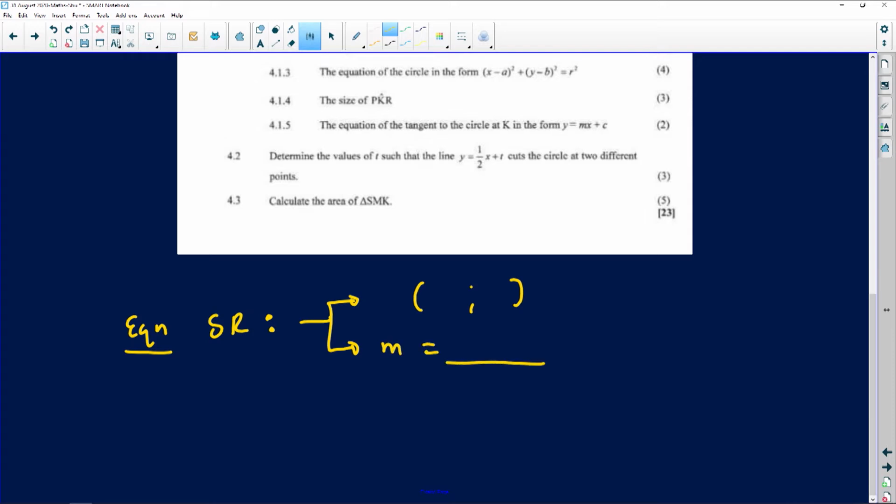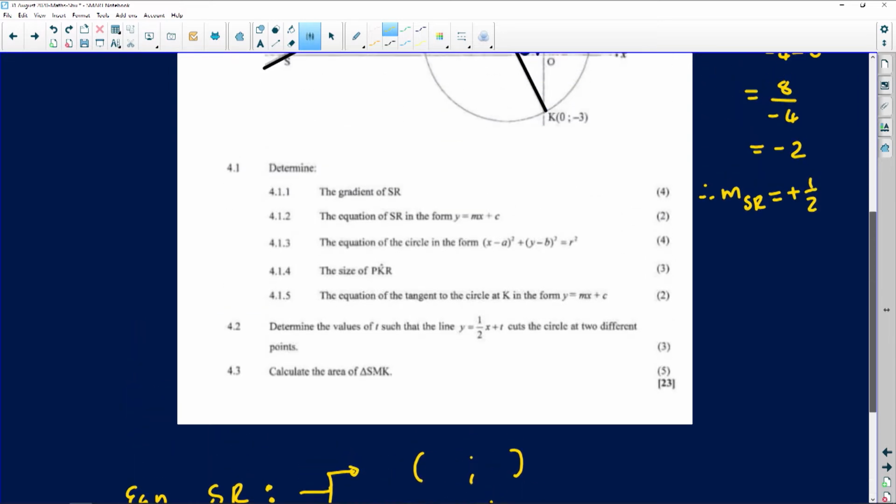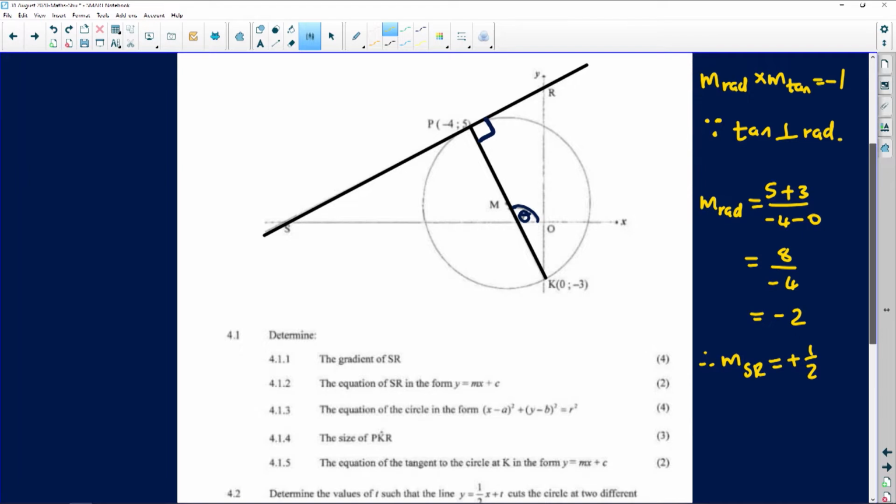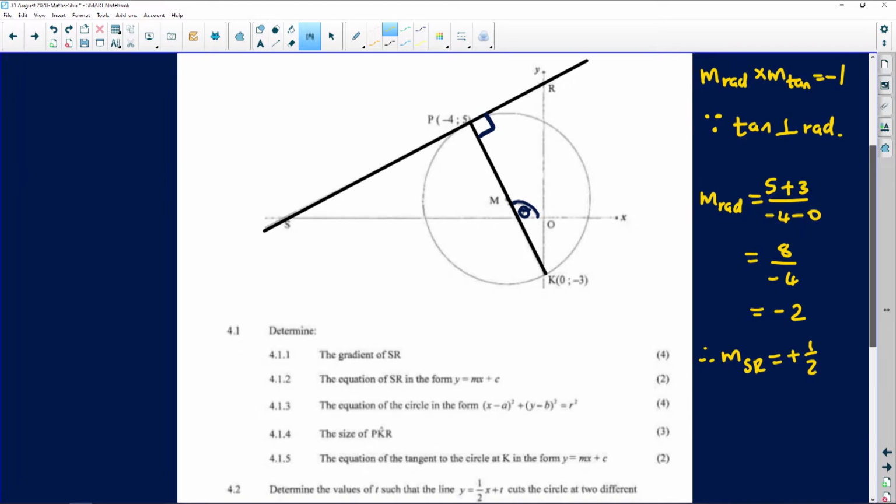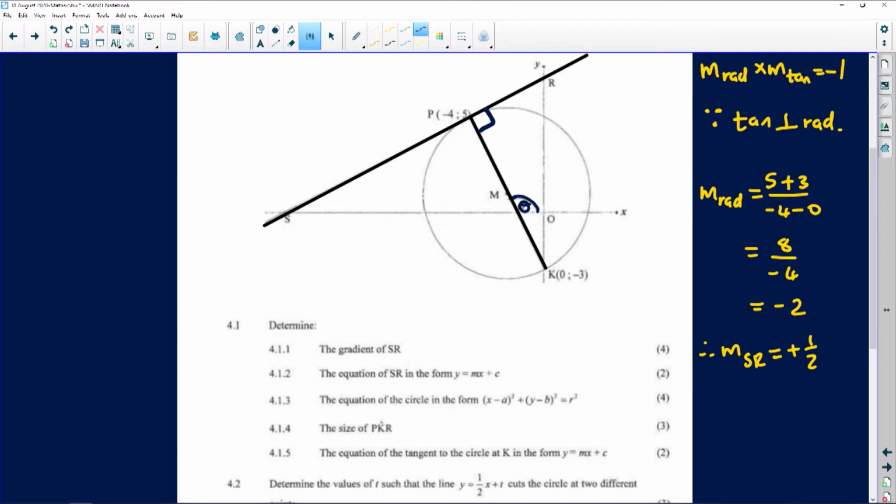We just found that the gradient is going to be +1/2. Now we need a point that line passes through. If you go back to the drawing, you will see that it passes through point P with coordinates -4 and 5. There's a -4 there, and the y value is 5. So that's the coordinates of the point P.